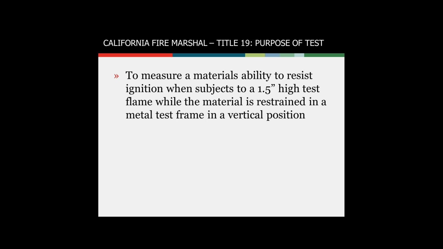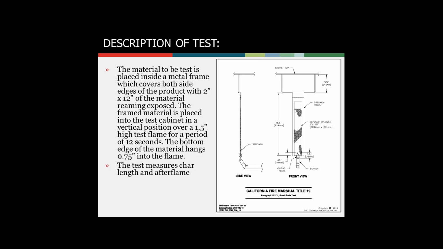This is a simple, small-scale vertical test. We hold a 3x12 strip inside a metal frame, and we position a 1.5-inch flame underneath the specimen for a period of 12 seconds. As you can see, about 3/4 of an inch of the material is impacted by the flame. And the test has two basic measurements. We measure the char length, and we measure the afterflame.